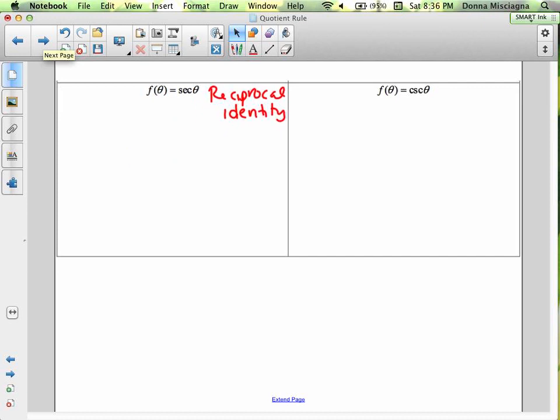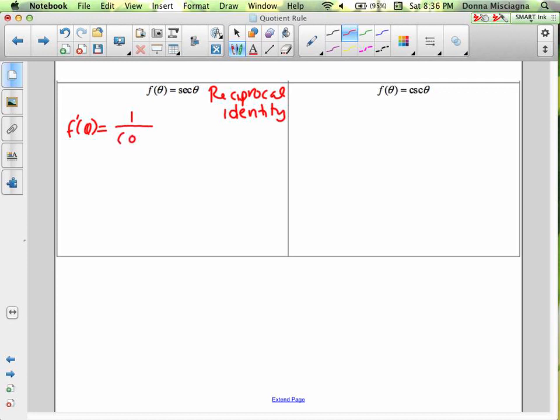All right, so f prime of theta is equal to 1 over cosine theta. 1 over cosine theta is secant theta. Right? And secant theta is 1 over cosine theta. All right, so u is 1. The derivative is 0. v is cosine theta, and the derivative is negative sine theta. All right, so we're going to have the denominator.